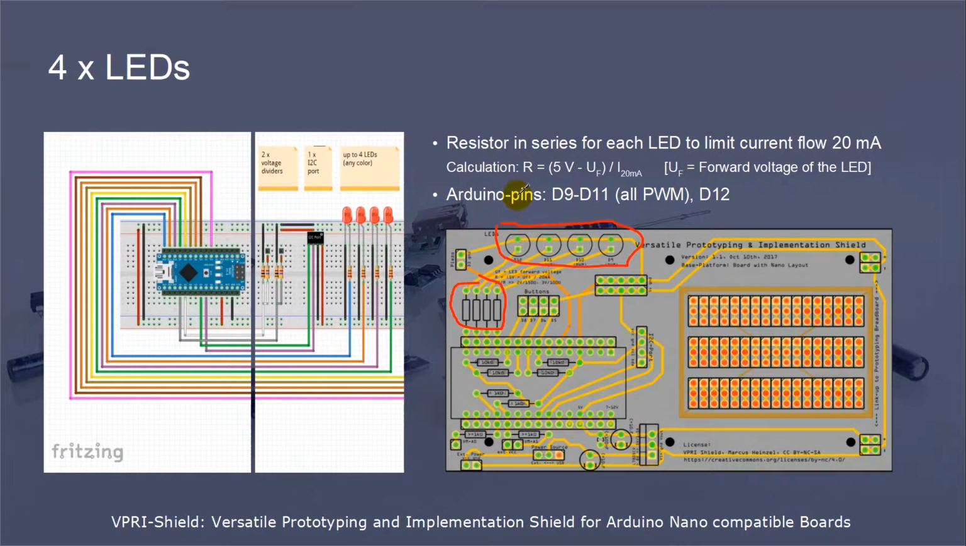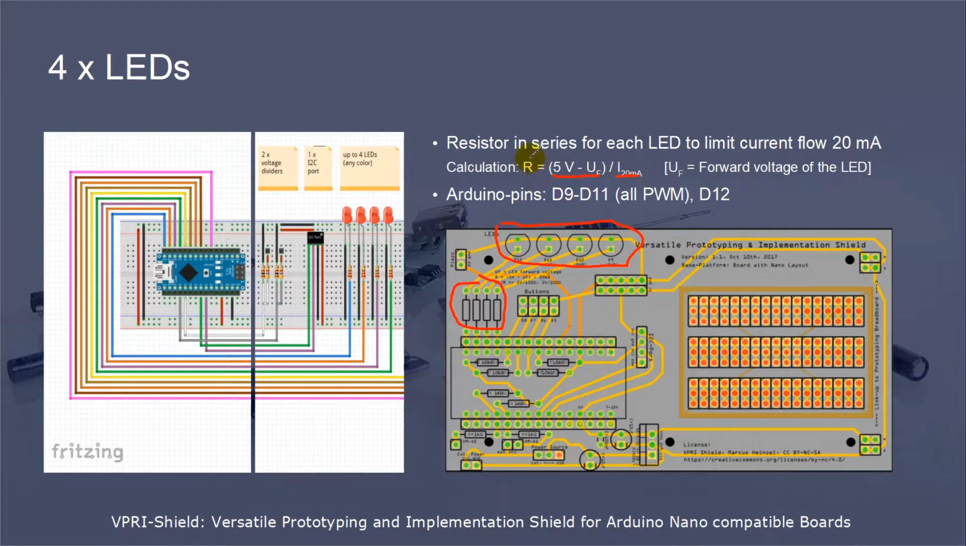Because an LED is a diode, it has an exponential current flow correlated to an increasing voltage. The maximum current flow an LED can sustain is 20 milliamps for a standard LED. So for this reason you need a resistor which limits the current flow to 20 milliamps. The calculation is as follows. You have the 5 volts and you subtract the forward voltage of the LED. Divided by 20 milliamps you get the resistor value.